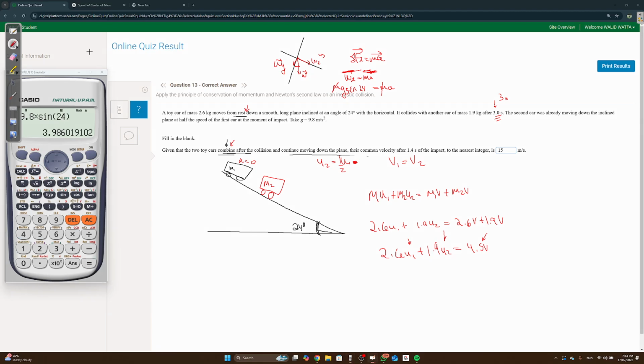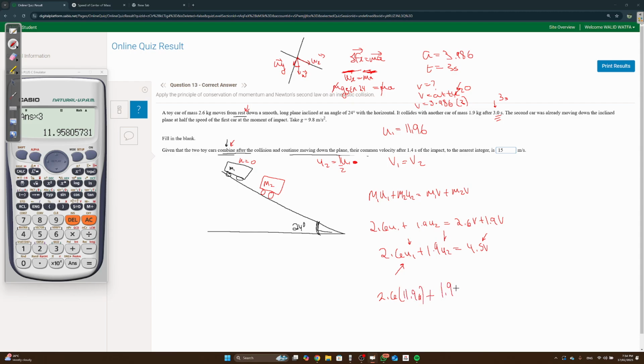Perfect. Can I find the velocity now, knowing that my acceleration is 3.986 and I used it for 3 seconds? Of course I can. V is equal to at plus u, right? But u is 0 because we started from rest. So v is equal to acceleration times time. So 3.986 times 3. You get 11.96. So what does that mean? That means u1 is 11.96. So over here I can substitute 11.96.